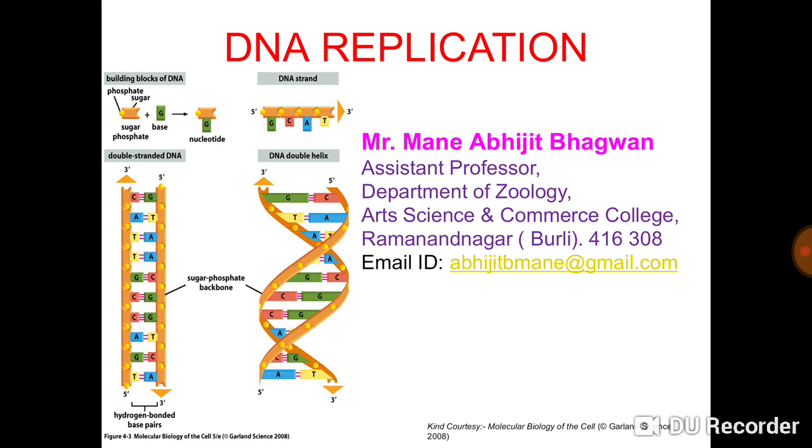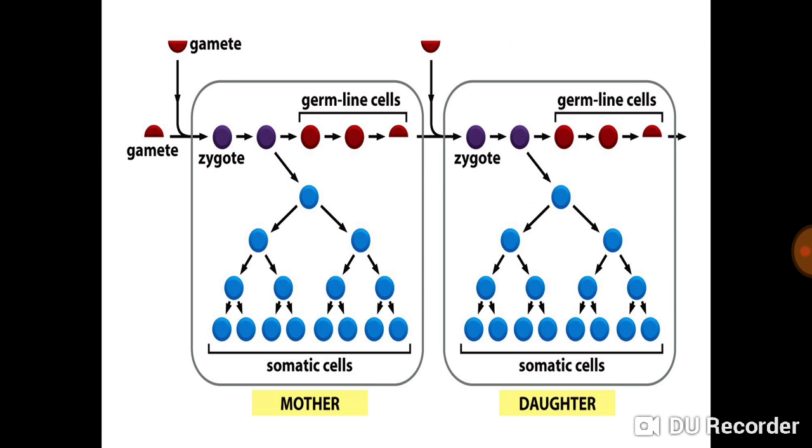Today, we are supposed to know the process of DNA replication. As we know, when a cell divides, each daughter cell must receive its full complement of genetic material in the form of chromosomes containing DNA, or what we know as deoxyribonucleic acid.